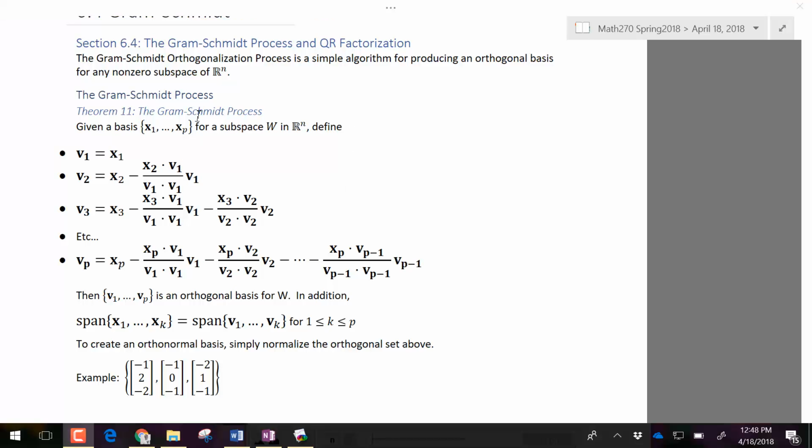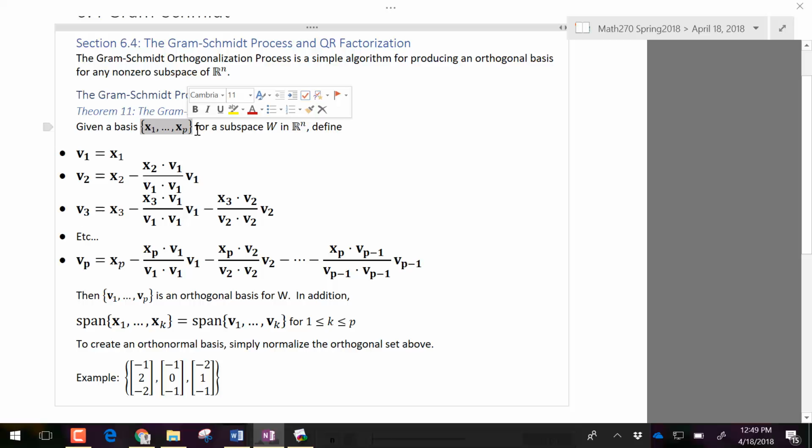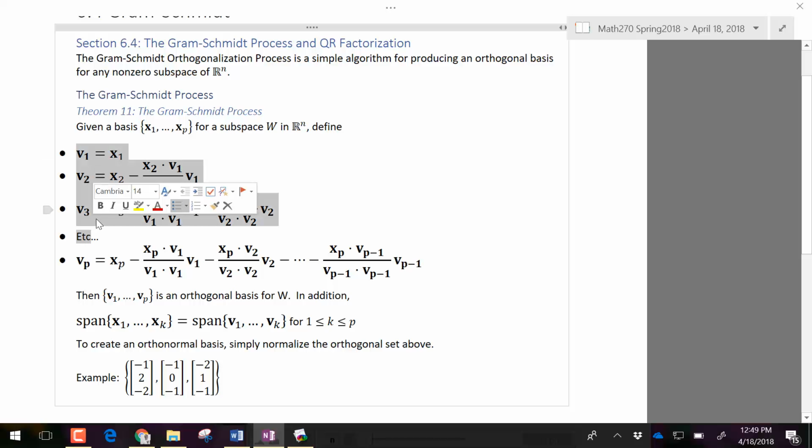The idea is again to create an orthonormal set given a current set that may or may not be orthonormal. So if you have a set of bases that may or may not be orthogonal and unit length that spans a particular subspace of Rn, then we can define a set of new vectors. We have p vectors currently. We can define another set of p vectors, v1 through vp, which are going to end up being an orthonormal basis for us.